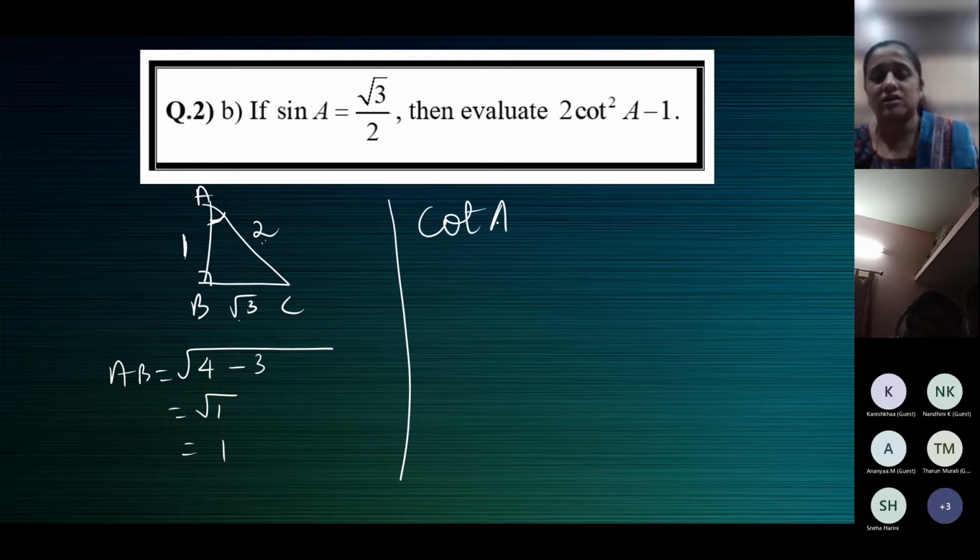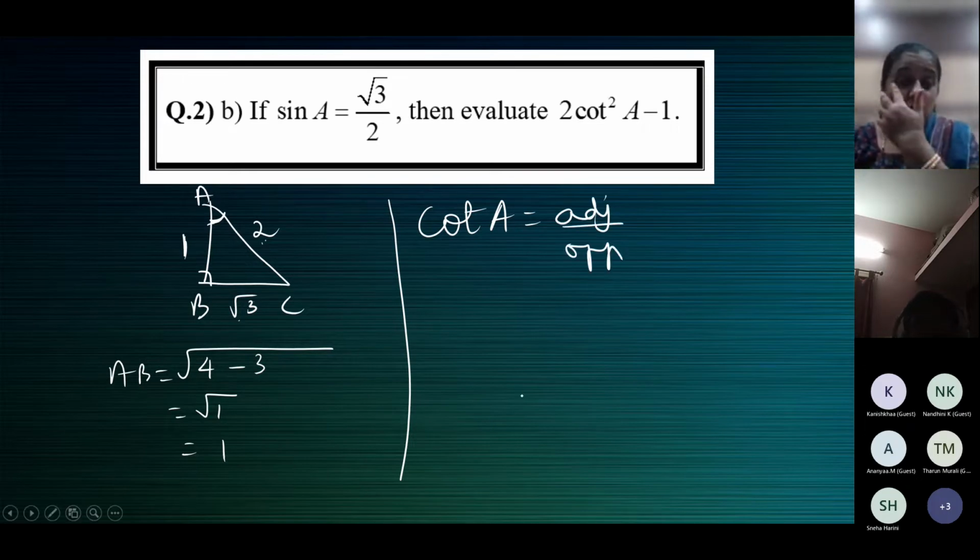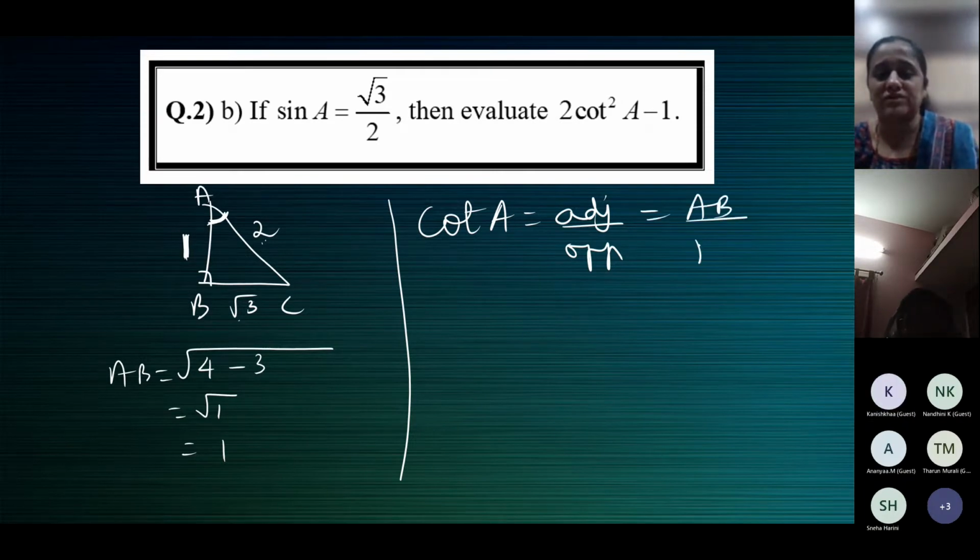What is cot A? Cot A connects the adjacent side and the opposite side. Cot A is equal to adjacent by opposite. So which is the side adjacent to A? This is the side adjacent to A, AB. Good. AB by opposite BC, which is 1 by root 3. So we got the value of cot A, 1 by root 3.